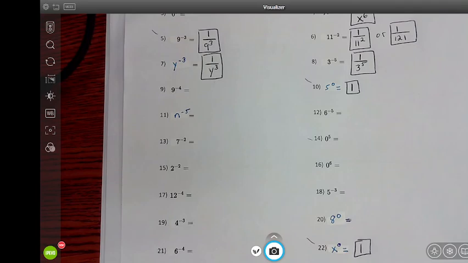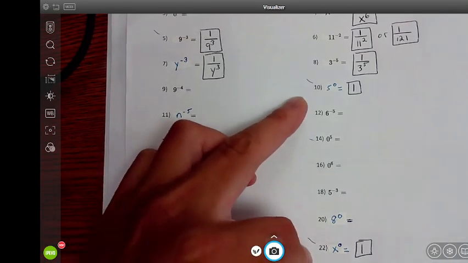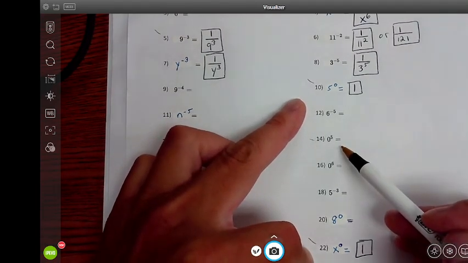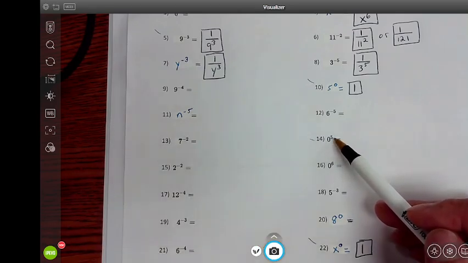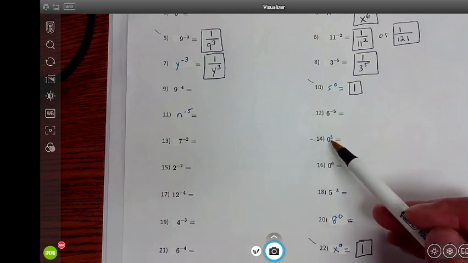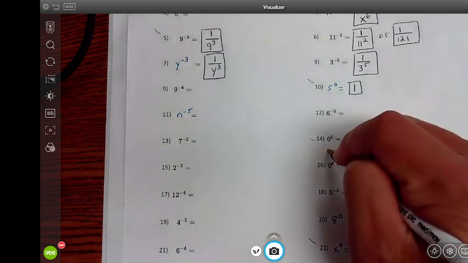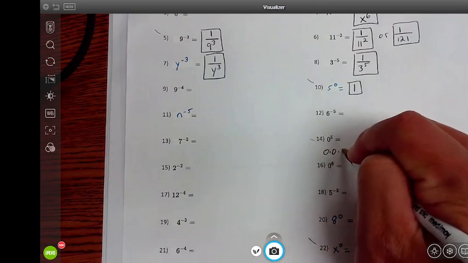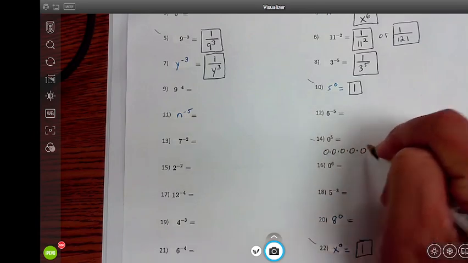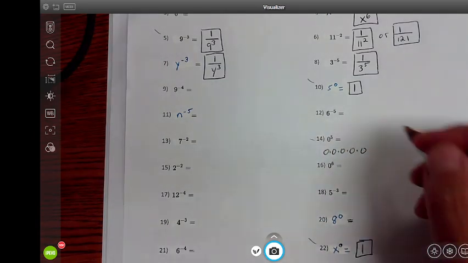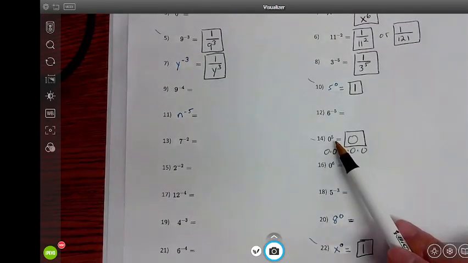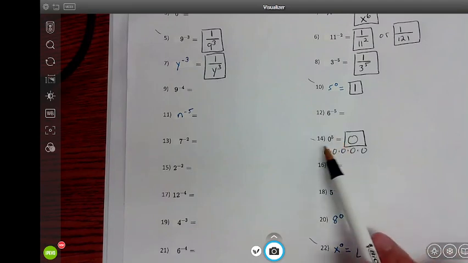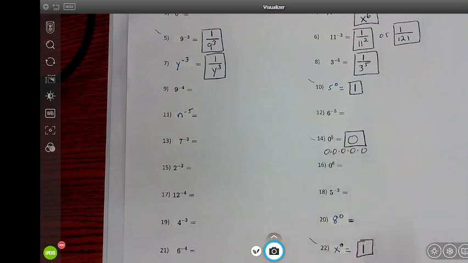Now, let's contrast number 10 and number 12 with number 14. Number 14, the 0 is not the exponent. 5 is the exponent. This is saying 0 multiplied by itself 5 times. It's 0 times 0 times 0 times 0 times 0. That's just going to end up being 0. And that one, the exponent is not negative. It's positive 5, which means the 0 will be multiplied by itself 5 times.